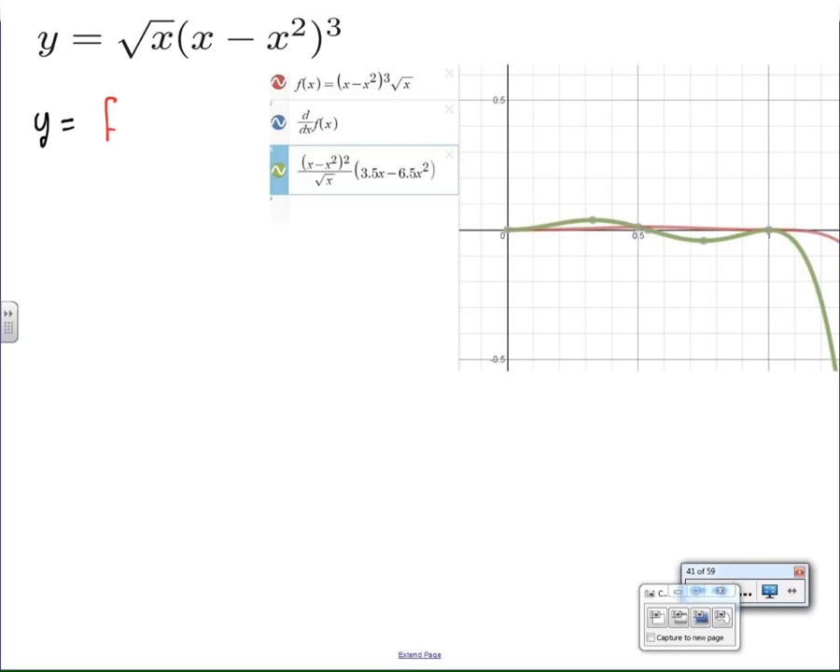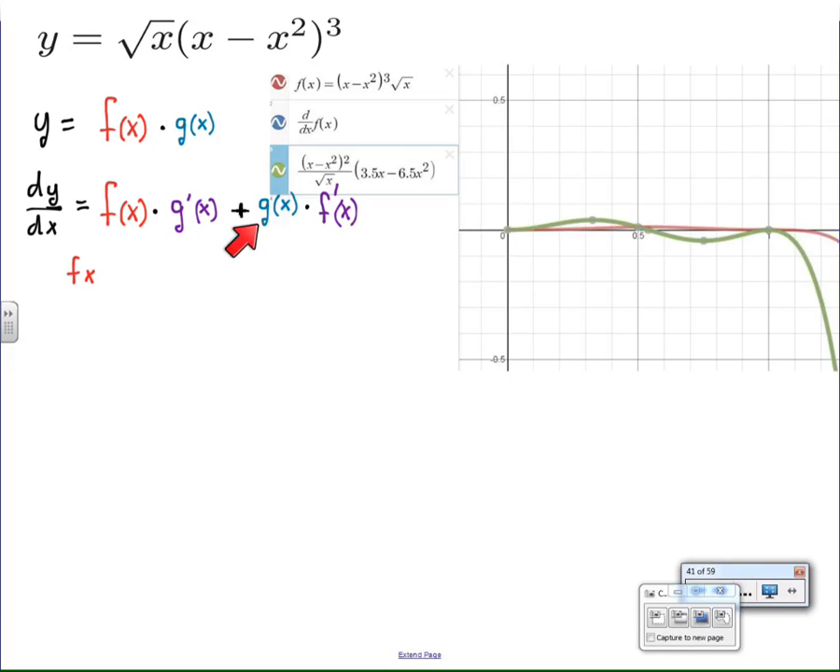So to recall what we learned, if a function can be represented as the product of two different functions, then the derivative is basically going to require that you find the original function times the derivative of the second function, add that to the derivative of the first function times the second function.